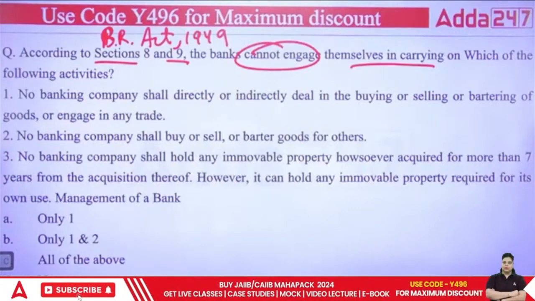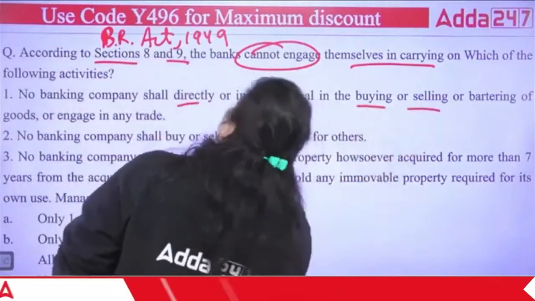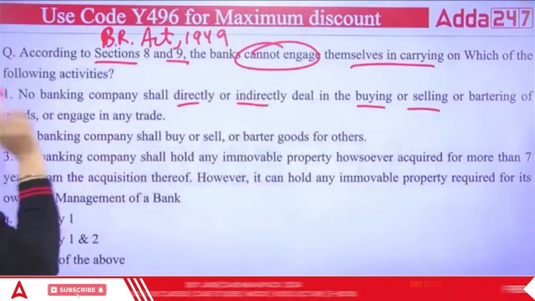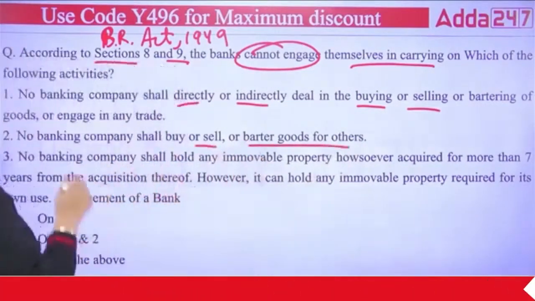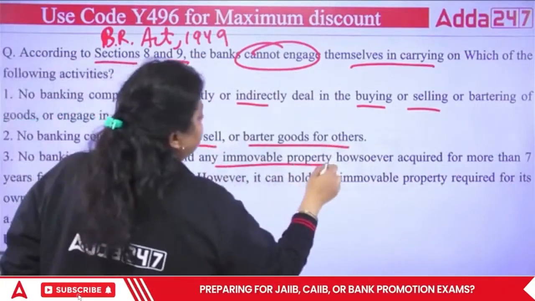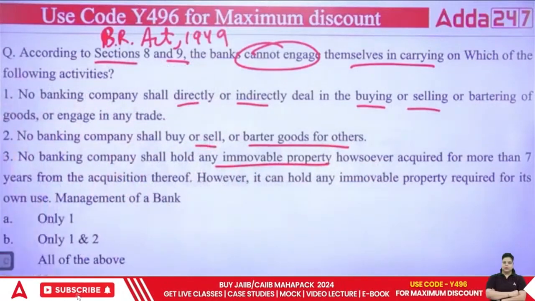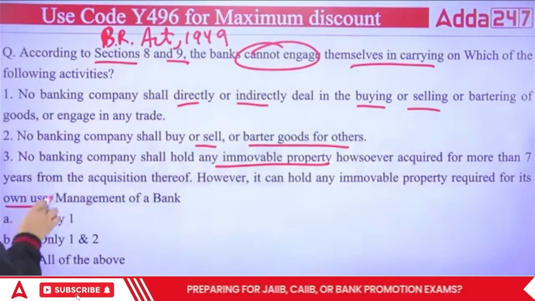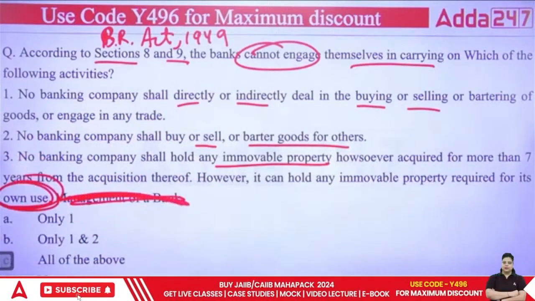First is saying no banking company shall directly or indirectly deal in the buying or selling or bartering of goods or engage in any trade. Second is saying no banking company shall buy or sell or barter goods for others. Third is saying no banking company shall hold any immovable property howsoever acquired for more than 7 years from acquisition thereof. However, it can hold any immovable property that is required for its own use. So out of these three functions, which cannot be performed by the bank?